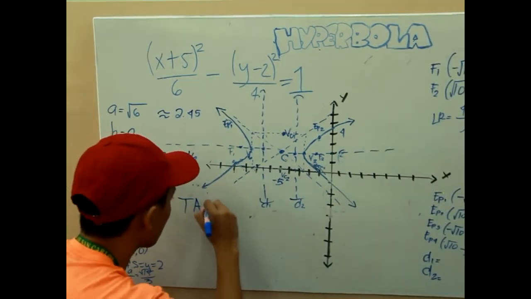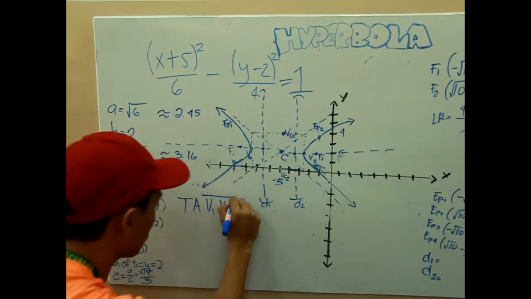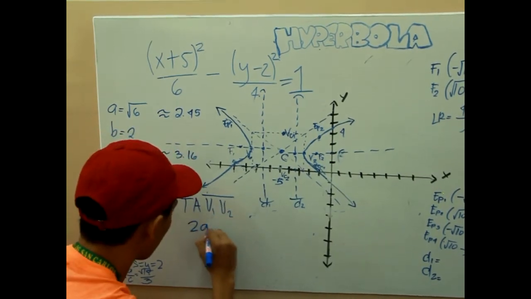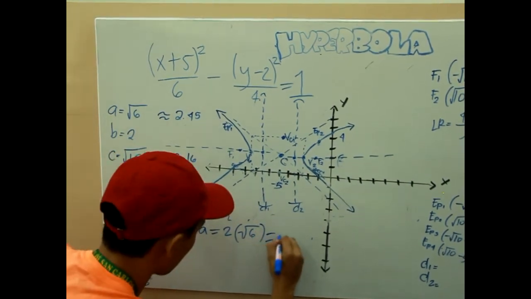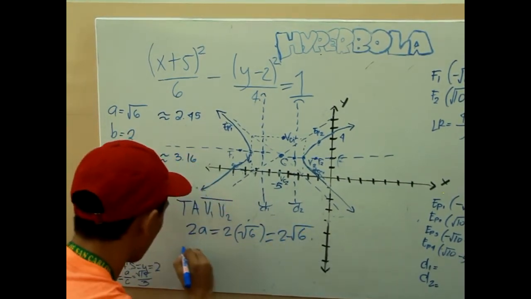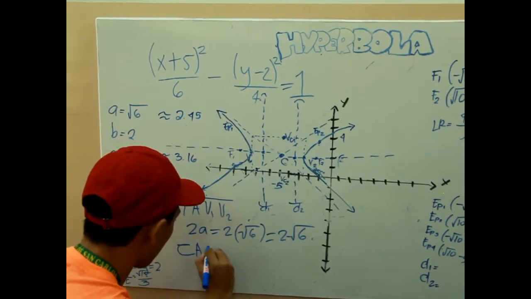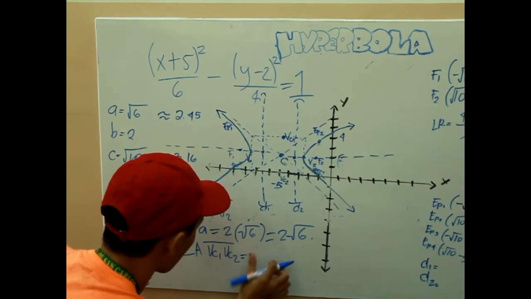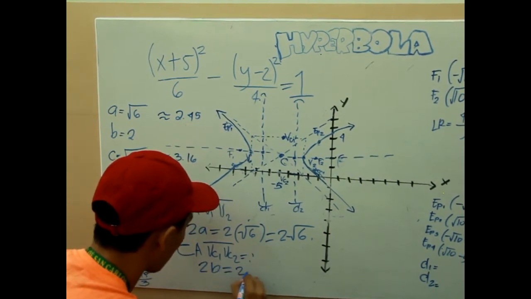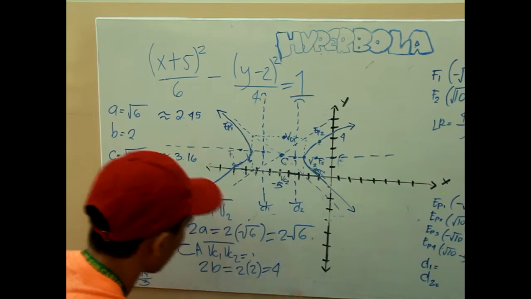The transverse axis is the line from vertex 1 to vertex 2, which is equivalent to twice the a. The conjugate axis is the line from covertex 1 to covertex 2, which is also equivalent to twice the b.